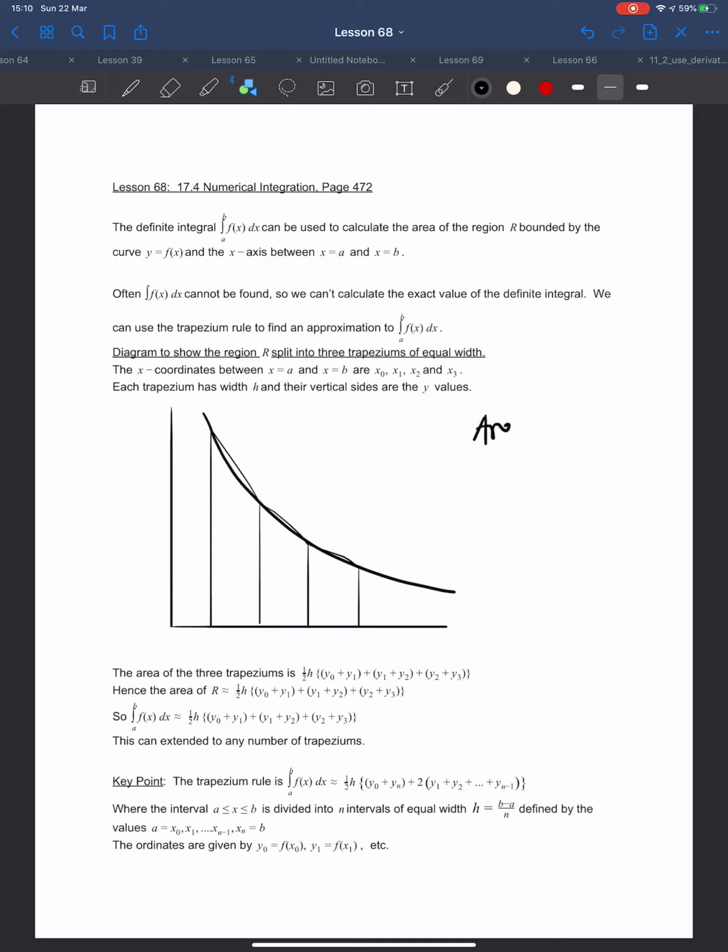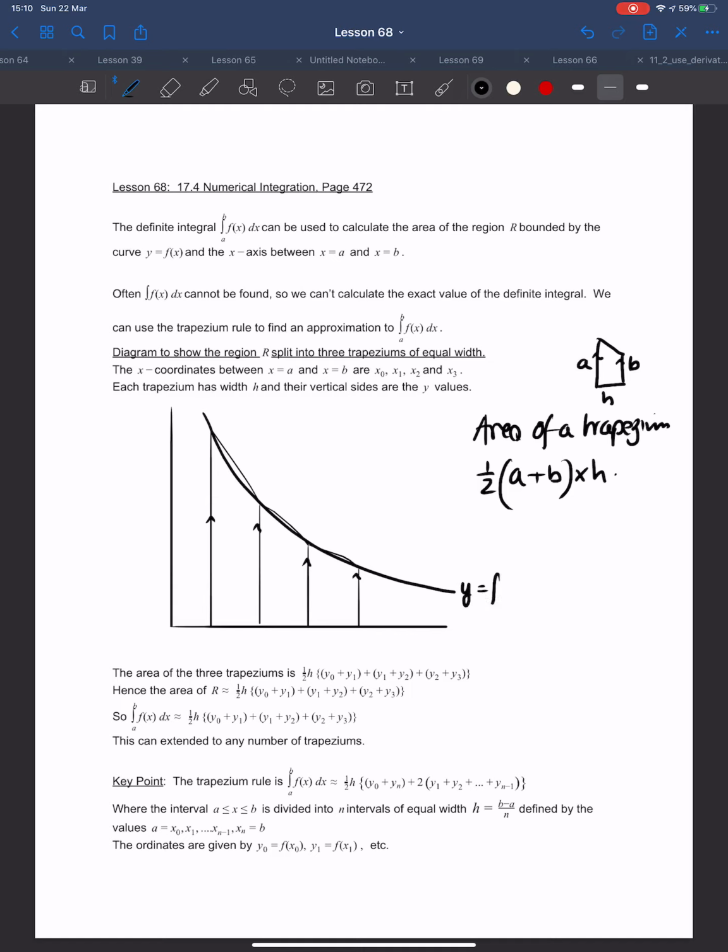Now the area of a trapezium is a half. If we've got a trapezium which looks like this, that's A, that's B, that's H. Half the sum of the parallel sides, which are A and B here, times H, the distance between them. And that's the way the formula goes for the area of a trapezium.